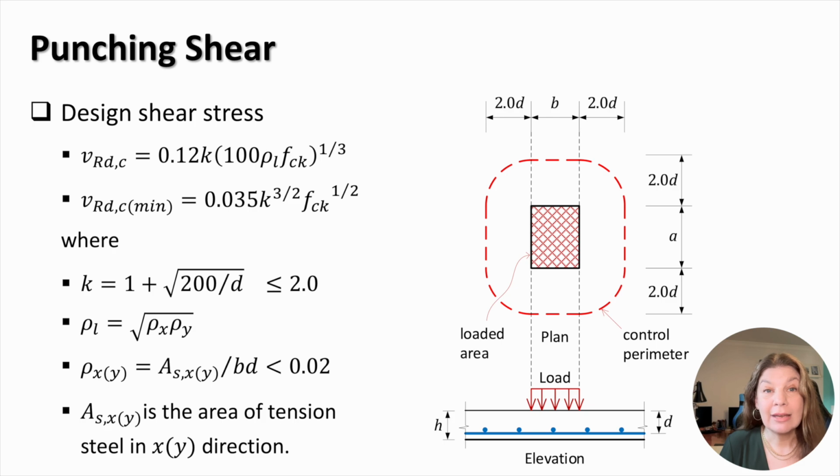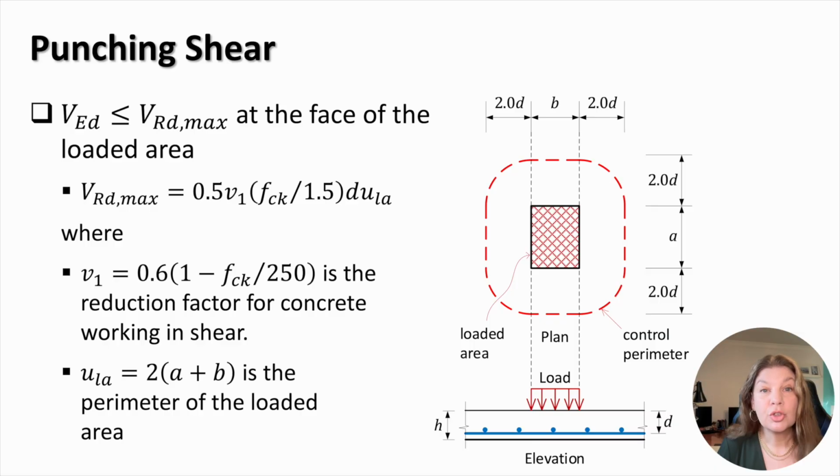Here, the parameter K represents the effect of the depth of the slab on its shear resistance, and the parameter ρL is the average reinforcement ratio found as a square root of the product of reinforcement ratios in the two directions of the slab. The design shear force should be smaller than the crushing resistance of concrete VRD max at the face of the loaded area. VRD max can be found using the expression given on this slide. In this expression, μ1 is the reduction factor for concrete working in shear, and ULA is the perimeter of the loaded area.